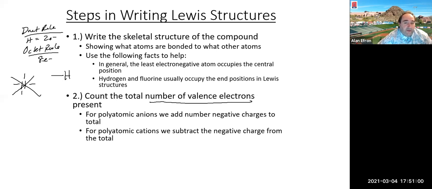We also want to make sure that if we do have a charge, so perhaps we're drawing a polyatomic ion, something that's covalently bonded but has a charge still, we need to adjust our electron count for that. If something has a negative charge, that means it has gained electrons, so we need to add that to our total. If something has a positive charge, it lost electrons, which means we need to subtract that from our total.